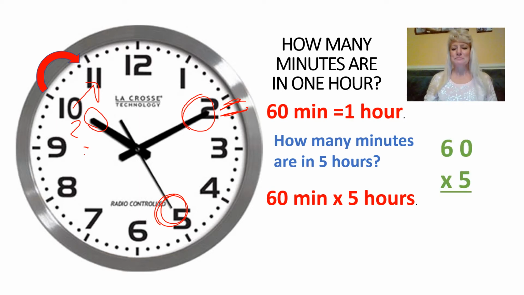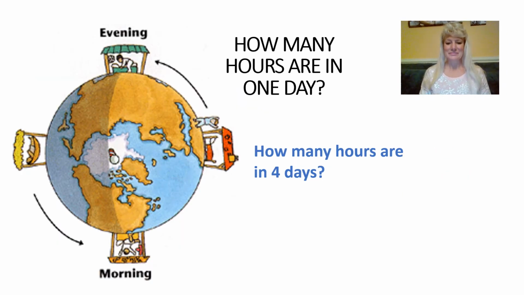So let's do it. 0 times 5 is 0. 6 times 5 is 30. So that means there are 300 minutes in 5 hours. Let's try the next one.